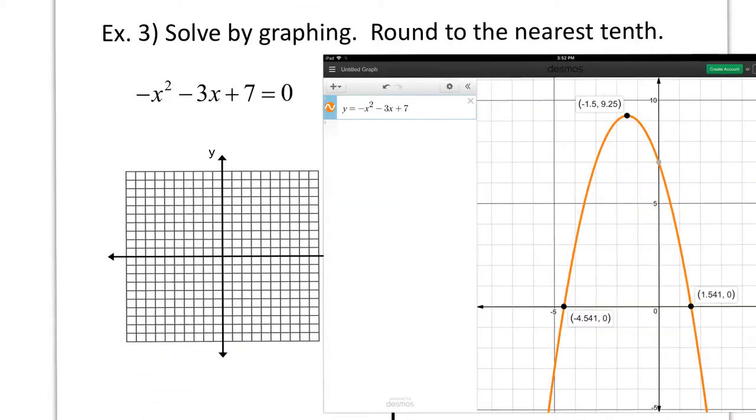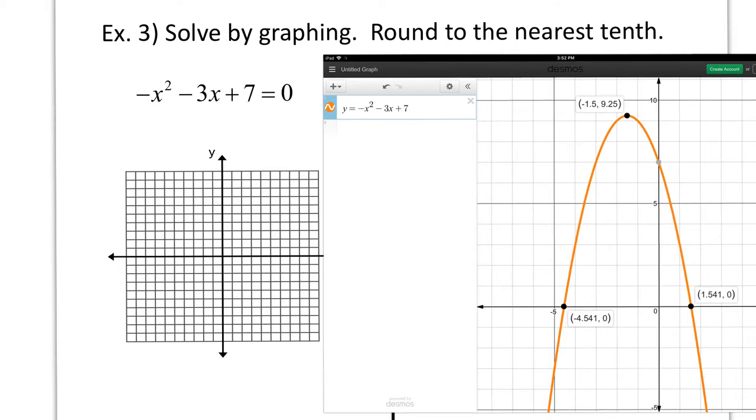Now this one, guys, says you want to solve by graphing, but we want to round the answer to the nearest tenth, which means that we are going to have a decimal answer. The equation that we want to solve is negative x squared minus 3x plus 7 equal to 0. So we already have the 0 on one side. That's what we want. When you graph it, remember that you don't put equal to 0. We need y equals instead of the 0, and the trinomial negative x squared minus 3x plus 7 is the one we want to graph.